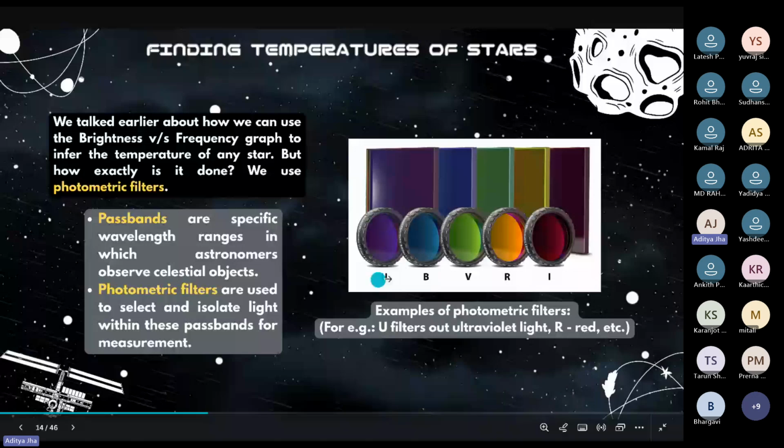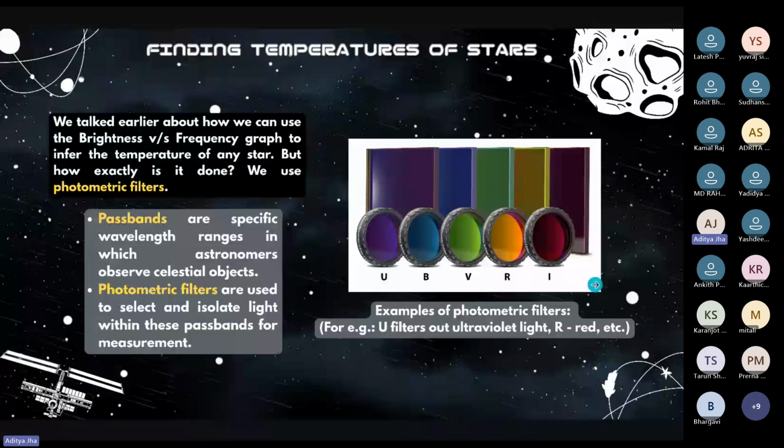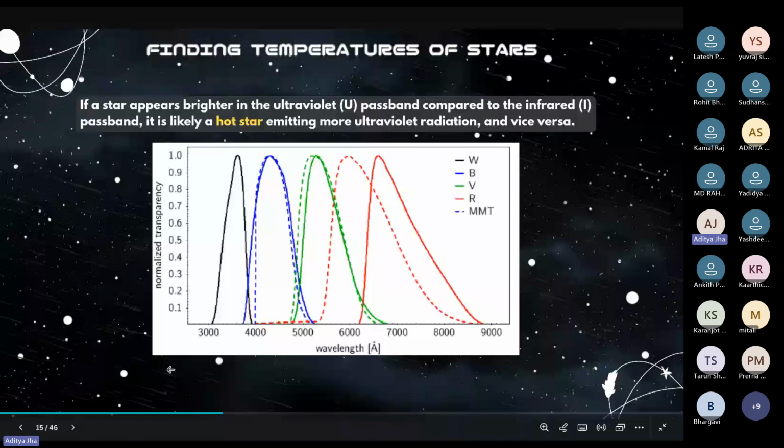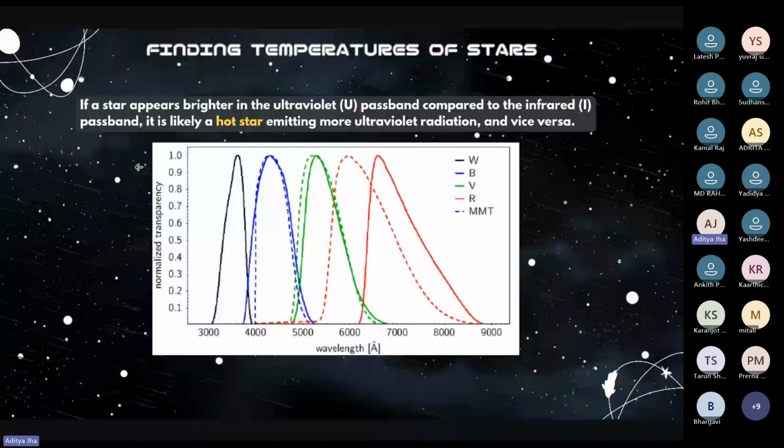So you can see there's some examples of photometric filters here. Like you can filter ultraviolet light, R can let a red pass through. So these help us study specific wavelengths in an easier way. So now if we use this, then we can check different filters and check the intensity of the radiation passing through them. And let's say we find that a star appears brighter in the ultraviolet passband compared to the infrared passband, then it's likely a hot star emitting more ultraviolet radiation, and vice versa, again due to Wien's displacement law.